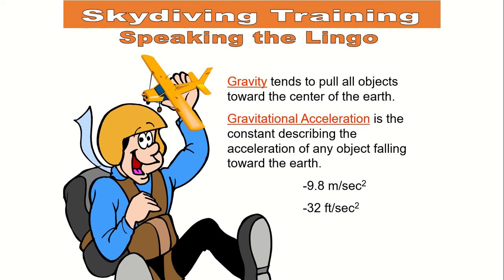In our system, negative 32, negative because it's pulling down. Down is a negative number. So 32 feet per second squared. 32 feet per second every second. And I'll explain what that means as we go through this PowerPoint.